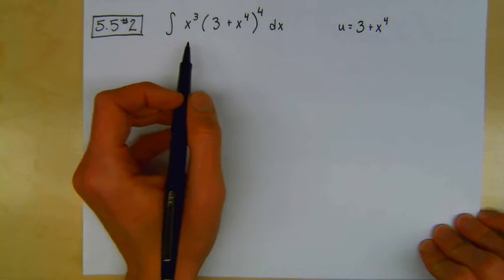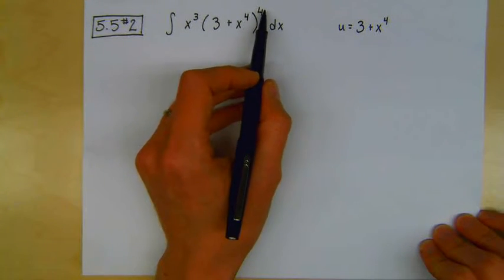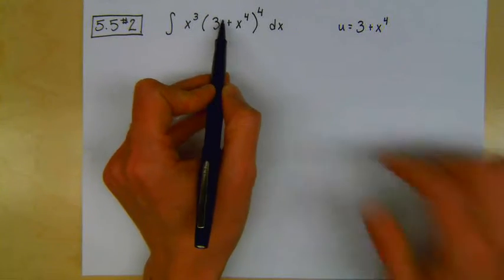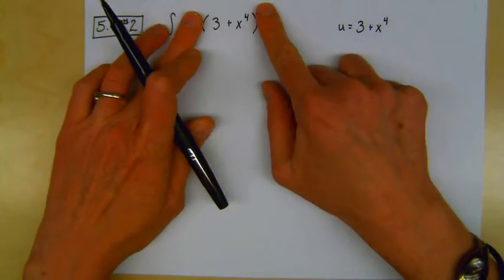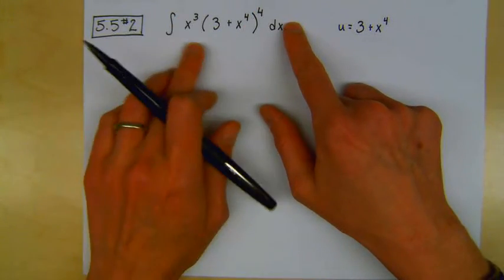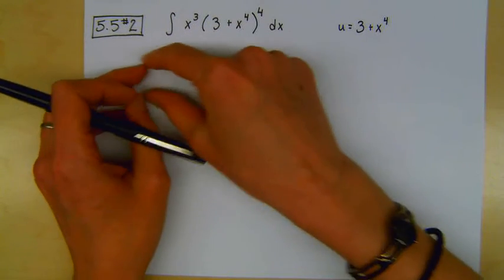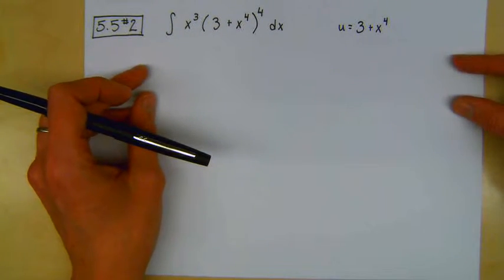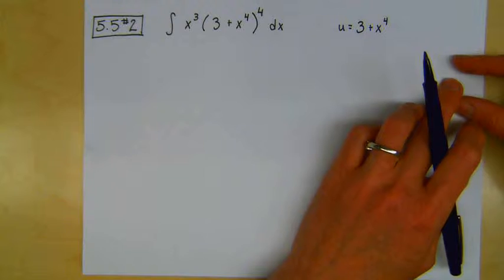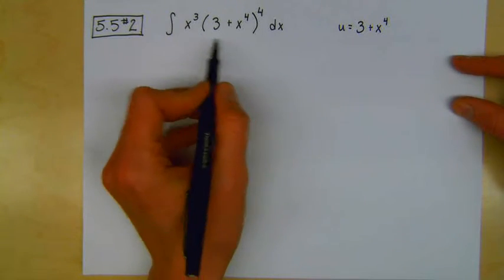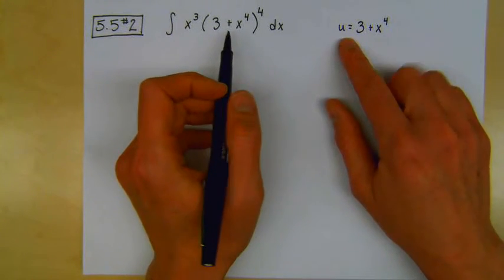I want to back up for a second and say that it is possible to solve this just by distributing this all out. I could take this polynomial and raise it to the 4th power and then multiply it by x cubed, and I would get a really, really long polynomial, and then I could apply power rule to it. But a u substitution makes this much, much faster.